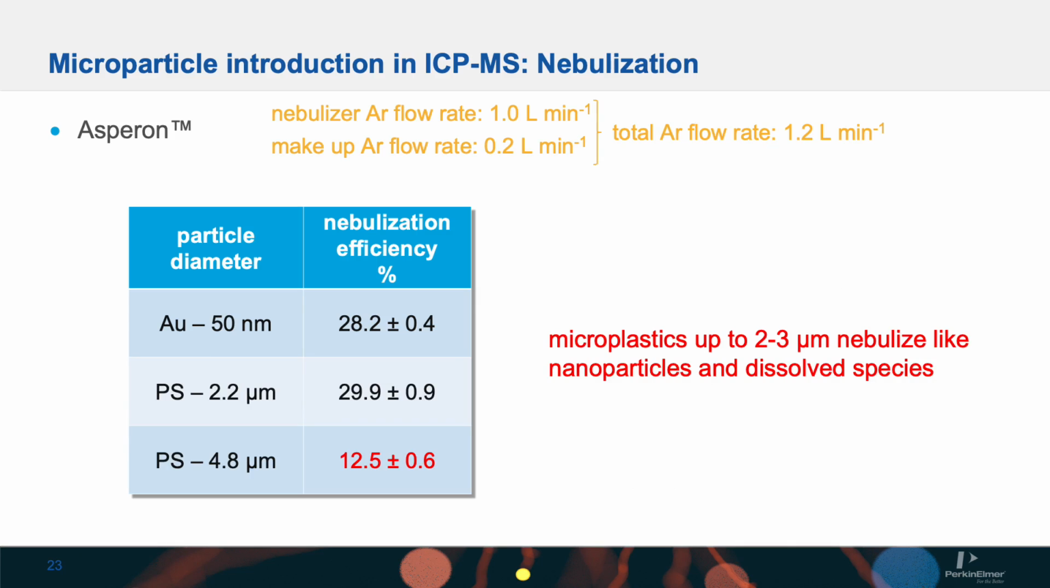Under such conditions, we got similar nebulization efficiencies for gold nanoparticles and for polystyrene microparticles of 2.2 micrometers. However, the efficiency was much smaller for larger microparticles of around 5 micrometers. This means that with the Aspern introduction system, microplastics up to 2-3 micrometers nebulize like nanoparticles and dissolved species. For this reason, the procedures and standards used in single particle ICPMS for the determination of the nebulization efficiency with particles could also be used here for microparticles.